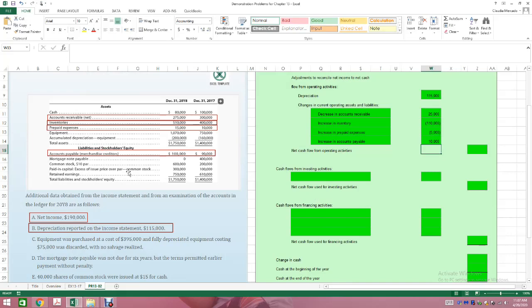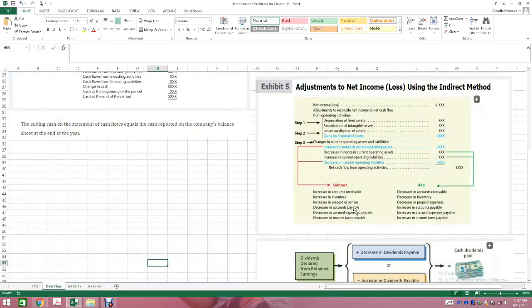So those are all of the items that I have that are going to be used for that section. We have accounts payable, accrued expense payable, and income tax payable. We don't have the last two, so we're just going to skip those.